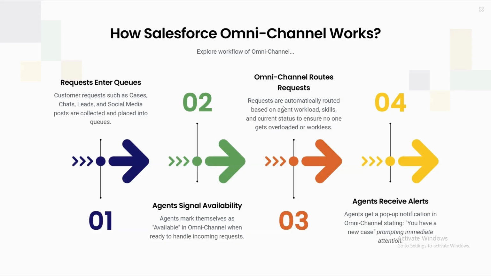Okay, so here Omnichannel routes that request, or we can say case, to the perfect and available agent who has all the skills, who doesn't have excess workload, and whose current status is available. After that, the agent will receive a pop-up alert on their screen saying you have a new case, so that the agent can take immediate action. For example, they may reply to the message or email, or start working on the case, so that every customer request is identified and taken into consideration, and agents are not overloaded. That means agents get work based on their capacity.